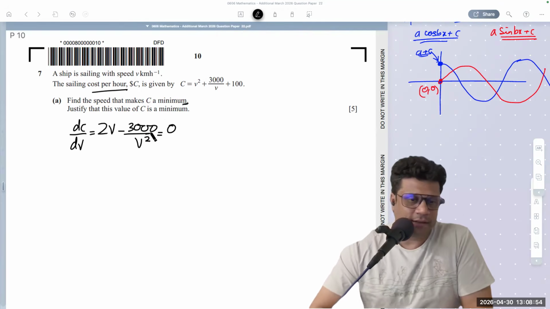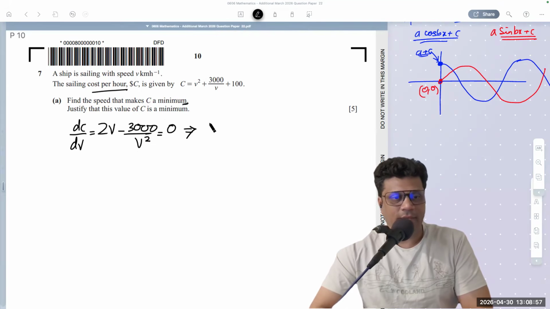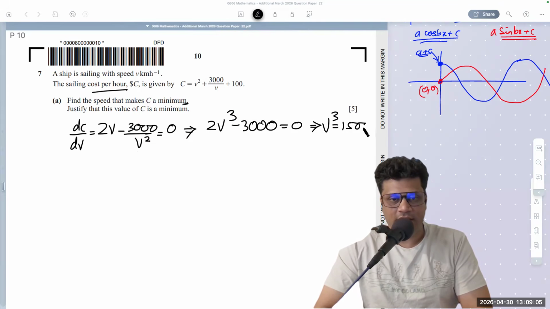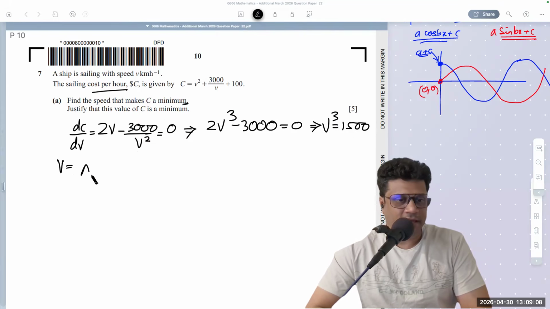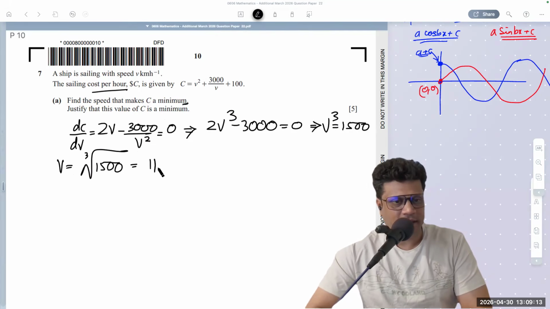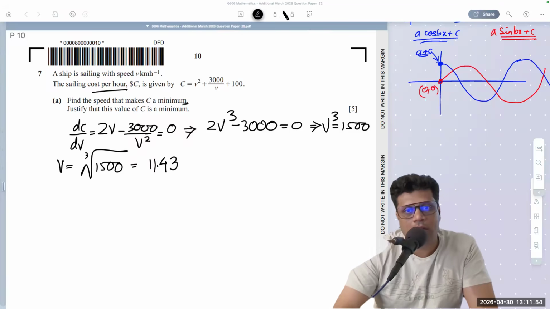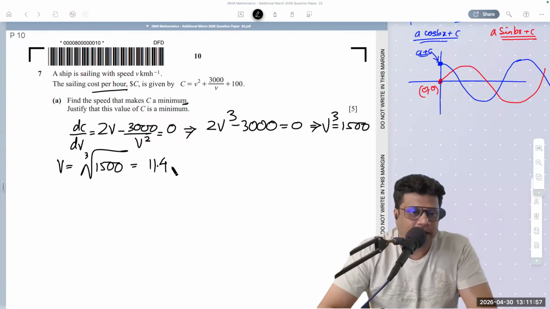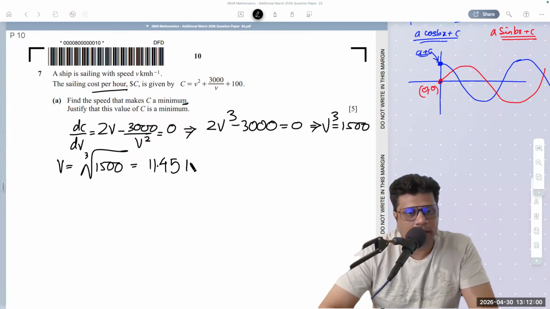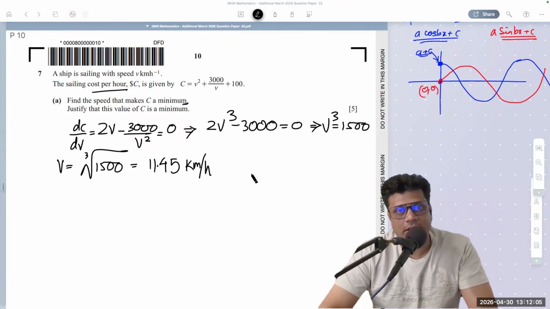dC by dV must be 0, which makes me come to 2V cube minus 3000 is 0, or V cube is 1500, which means V is the cube root of 1500. I don't remember. I think it's 11.43 or something. Let me just check. Give me a second. Yeah, so it comes out to be 11.45 kilometers per hour. And that is the value of V for C to be a minimum.